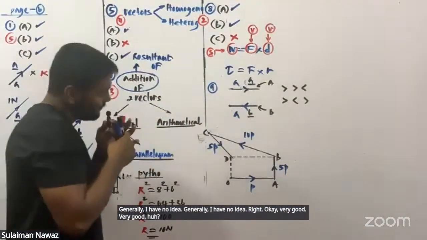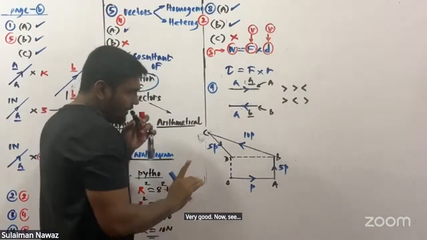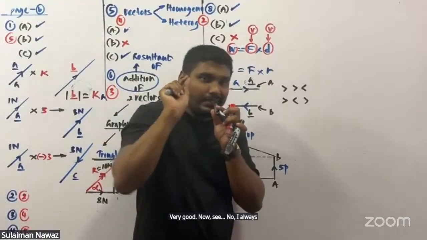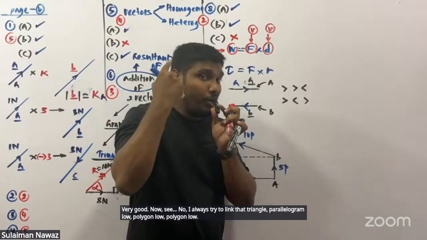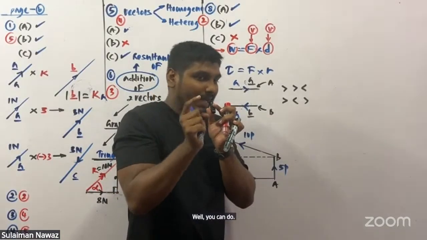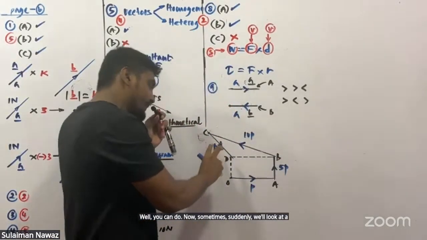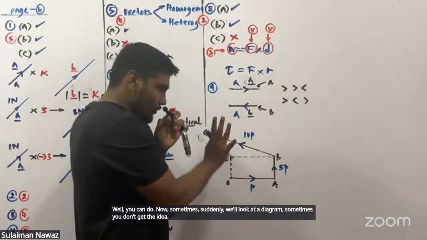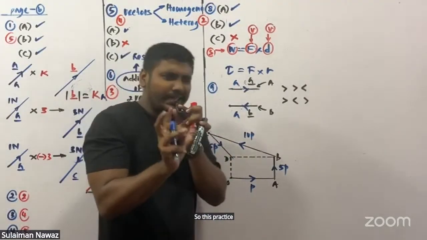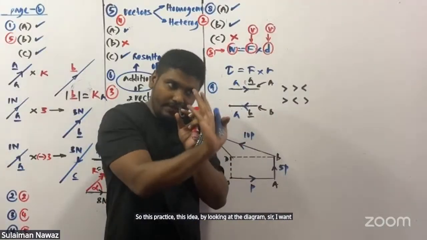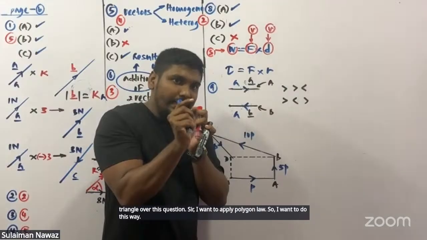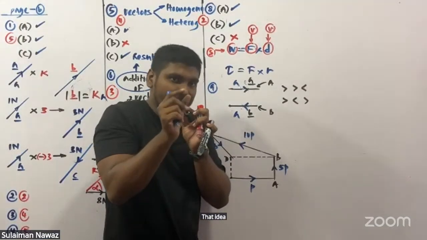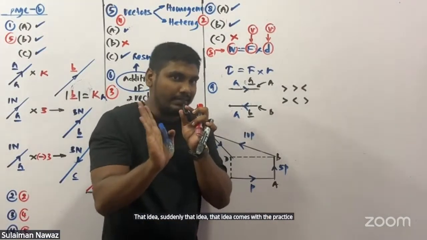Very good. Now always try to link the triangle law, parallelogram law, polygon law. Sometimes when you look at the diagram, you don't get the idea. So with practice, by looking at the diagram, you think, I want to apply triangle law for this question, or I want to apply polygon law. That idea comes suddenly with practice.